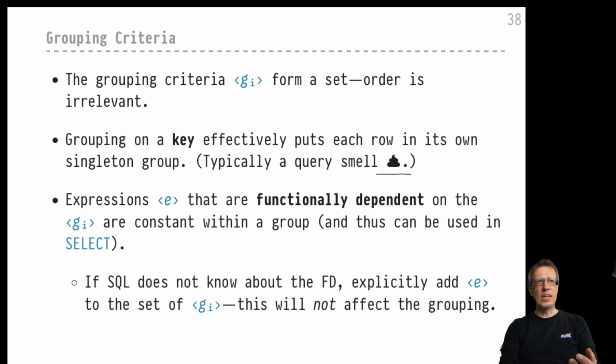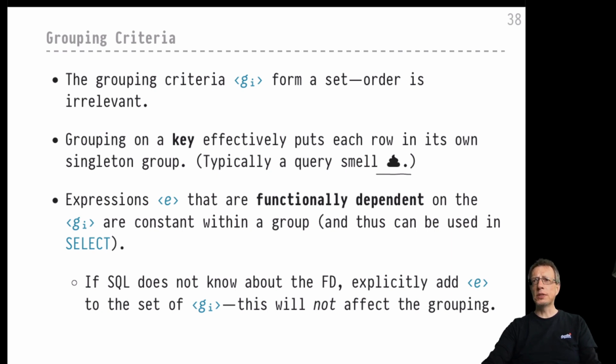Normally, SQL does know about primary key functional dependencies, but no other functional dependencies. So even if you as a query author know that inside this particular group this expression will have a constant value, with no need for aggregation, SQL might not know about this functional dependency and will not allow you to use that expression E in the select clause if it's not explicitly mentioned as a grouping criterion in the group by clause.